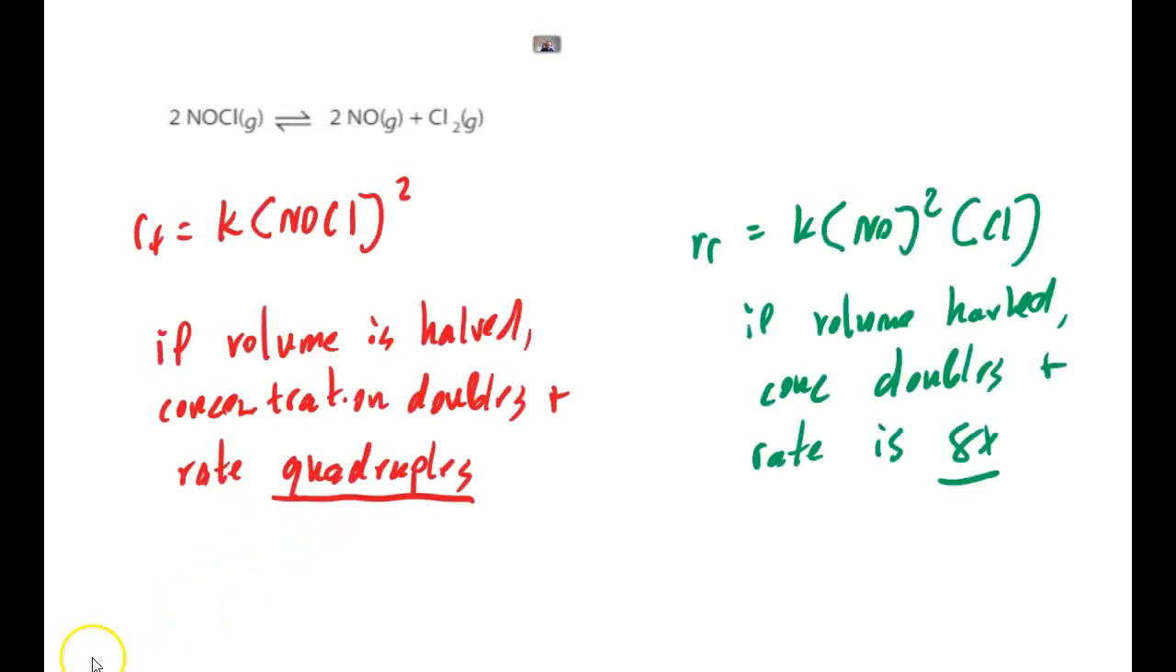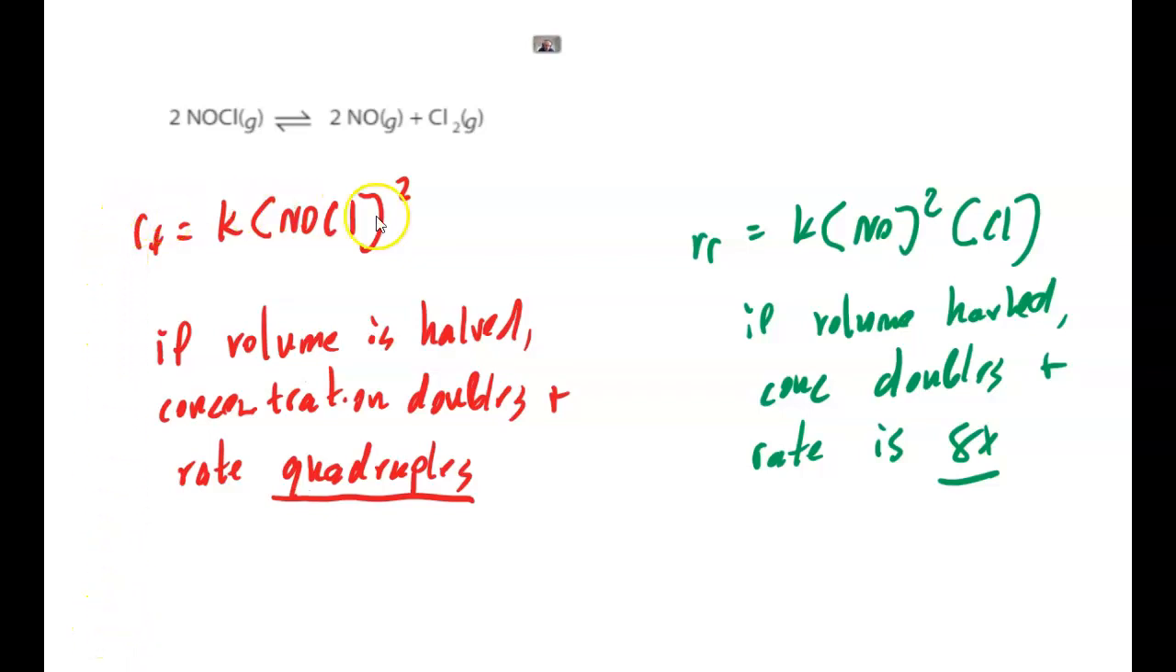Although you tend not to have to explain this next thing, one could wonder, well, why is that? Why would the reverse rate increase more than the forward rate? I've said it's because there are more gas particles, but what's the link there? So let's explore that for just a moment. And that once again comes down to rate laws.